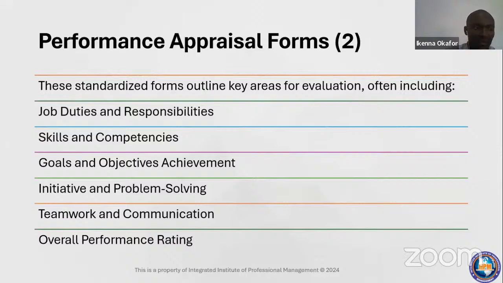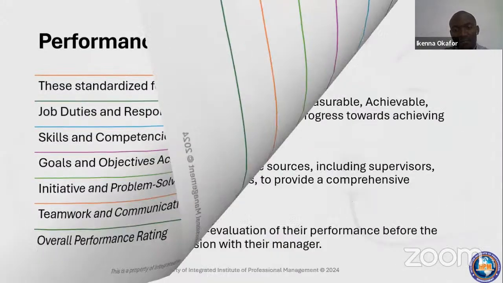The next is the performance appraisal form. These standardized forms outline key areas of evaluation. They include job description, job duties, job responsibilities, skills and competencies, goals and achievements, initiative, problem solving, team communication, overall performance, attendance, performance rating.